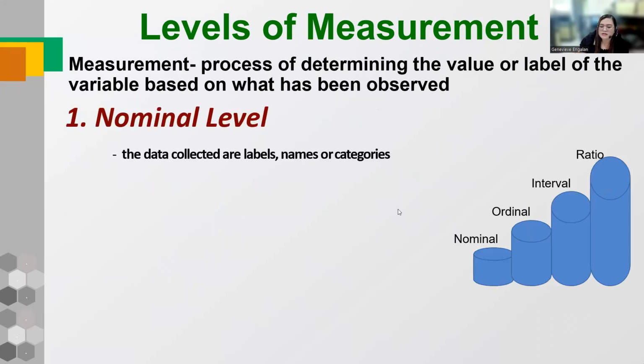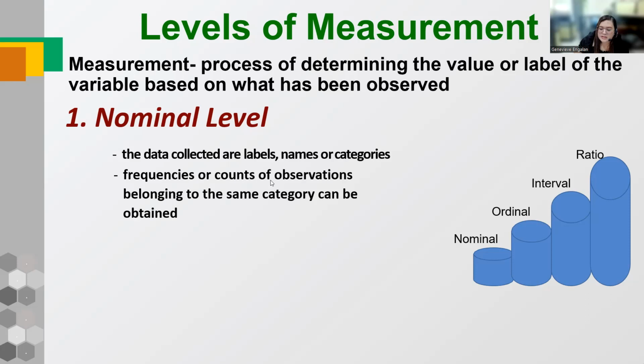So, ang nominal level is ang data collected are labels, names, or categories. Okay. So, mga categorical data or mga qualitative nga data. Tapos, kung nominal imuhang data, imong usually ginabuhat ani is ginacount ang number of observations belonging to the same category. So, for example, we have sex as nominal level, no? Pwede nimo i-describe dira is pila ka male, pila ka female. So, frequencies or counts of observation. So, that is nominal level.